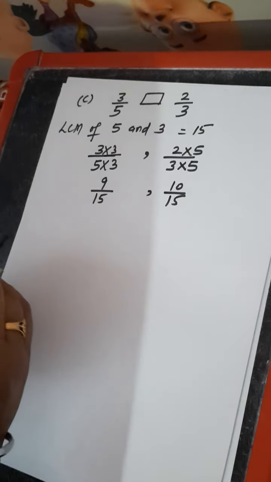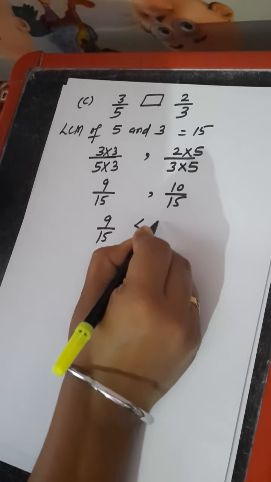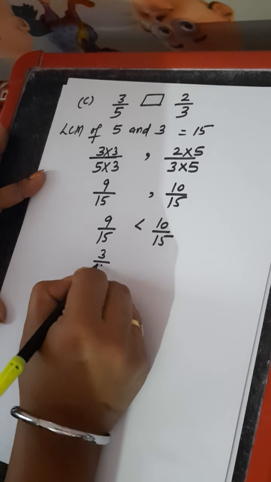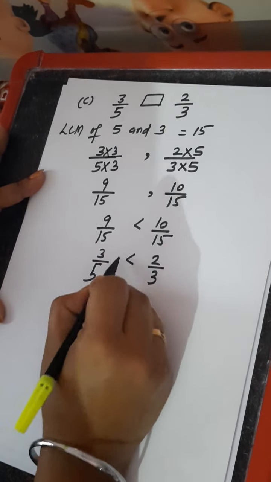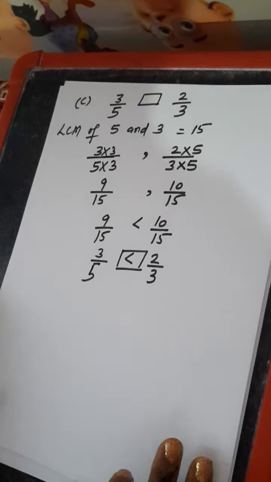Now here the denominators are same, but 9 upon 15 is lesser than 10 upon 15. So 3 upon 5 is lesser than 2 upon 3. So here 3 upon 5 is lesser than 2 upon 3.